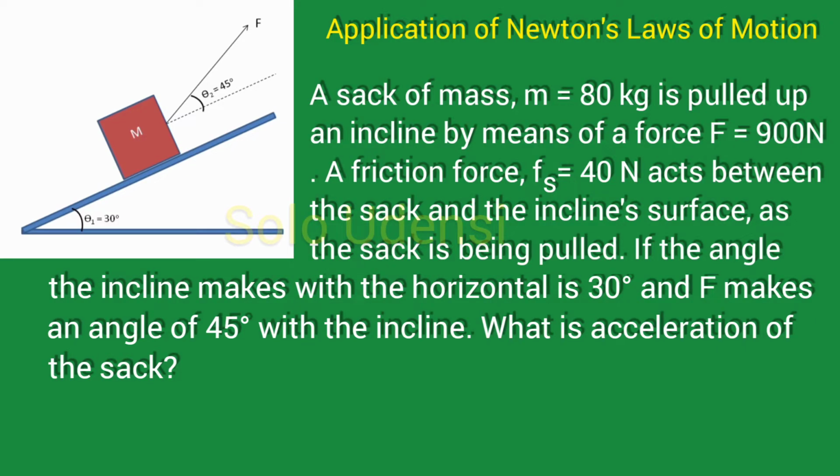A sack of mass 80 kg is pulled up an incline by means of a force of 900 Newton. A friction force of 40 Newton acts between the sack and the inclined surface as the sack is being pulled. If the angle the incline makes with the horizontal is 30 degrees and F makes an angle of 45 degrees with the incline, what is the acceleration of the sack?